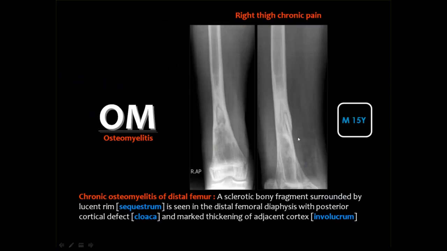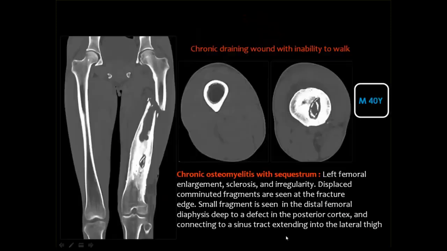Another example of chronic osteomyelitis, where you get this dense bone representing sequestra. The opening where the dense bone is extruded through the medullary cavity is known as cloaca, and the new bone formation along the shaft of the bone is known as the involucrum.